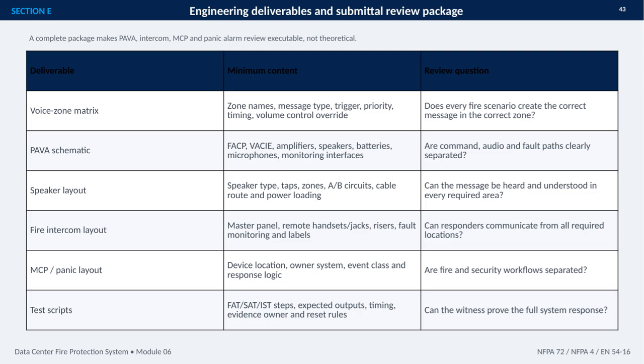Finally, test scripts for FAT, SAT, and IST identify expected outputs, timing, evidence ownership, and reset rules. Together, these documents allow the witness to prove the complete response, not just inspect individual devices. The review basis includes NFPA 72, NFPA 4, and EN 54-16.